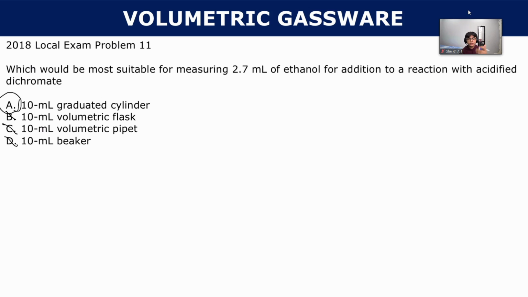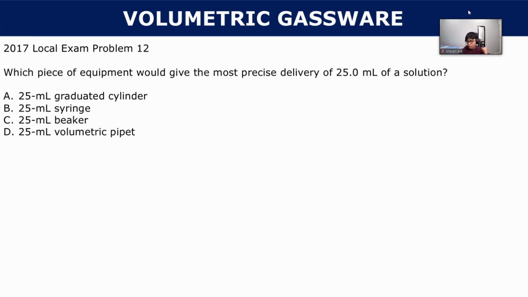But the one thing that you can do is use a 10 mL graduated cylinder. In a 10 mL graduated cylinder, you're going to have those tenth decimal markings. So you're going to have 0.1, 0.2, etc. And you should be able to measure 2.7 mL of ethanol with pretty high accuracy. And so the answer is actually A. Let's move on. Which piece of equipment would give the most precise delivery of 25 mL of a solution?